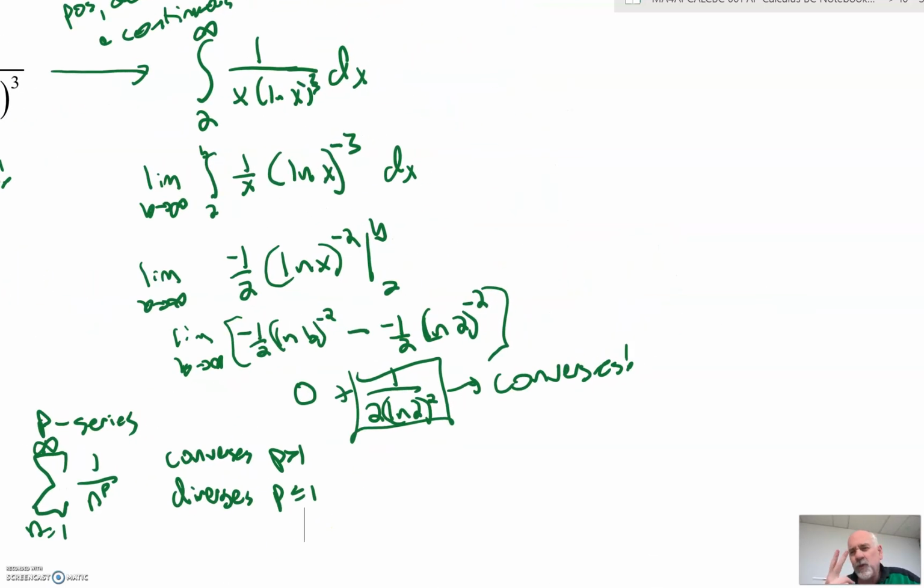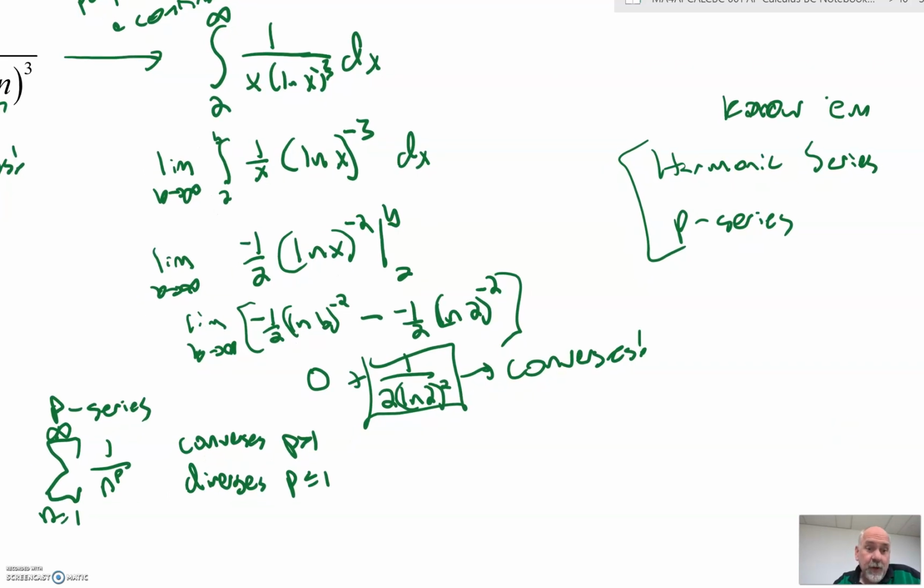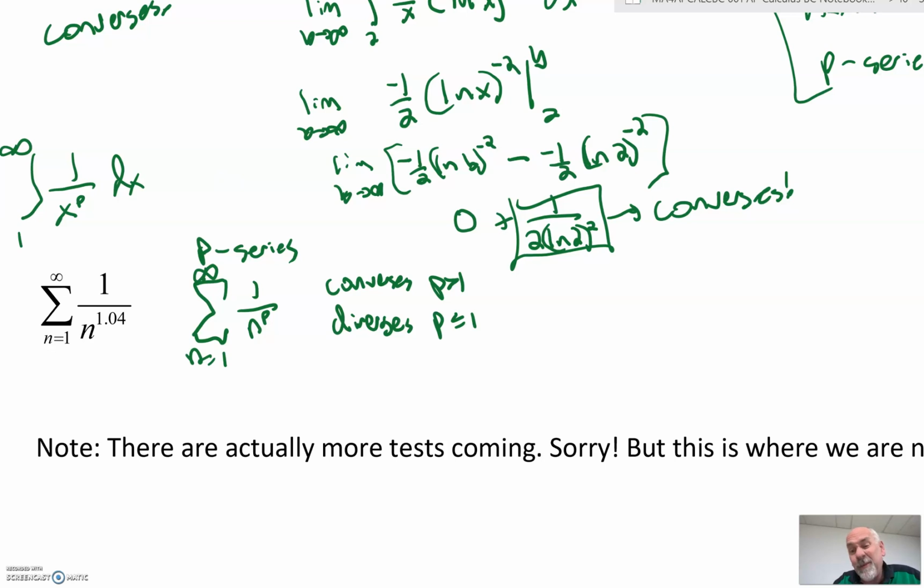We have two series that you can use as common language. We've got the harmonic series, which is just the p series with p equal to 1. And now we've got p series. You just know them. We're going to run into those a lot. But based on the integral test, that would definitely converge. You can just say p series, and everyone will know what you're talking about. You don't have to justify it. There are more tests coming, but sorry, that's where we are now. Sorry for the fact that there's more.